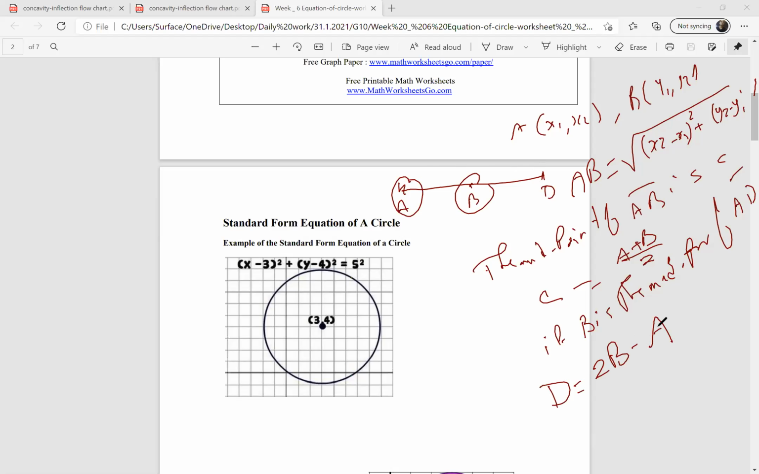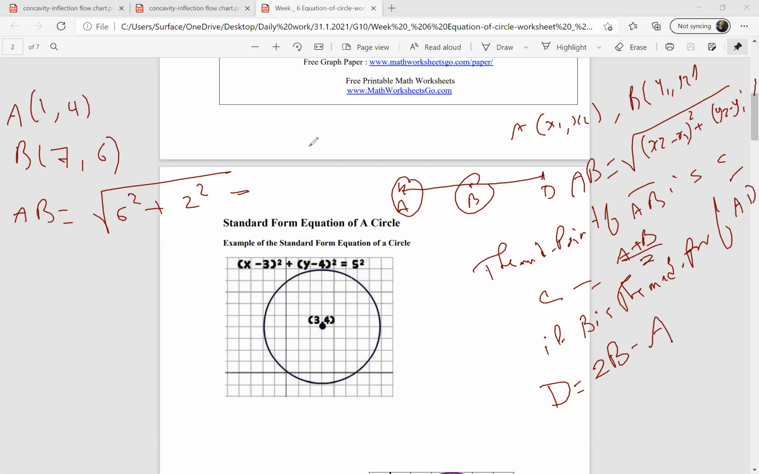Okay, I'll give you an example. If A is 1 and 4, B equals 7 and 6. How can we find the distance AB? AB is the root of 7 minus 1, which is 6, to the power of 2, plus 6 minus 4, which is 2, to the power of 2. It will be 36 plus 4 equals root of 40, which is 2 root of 10.